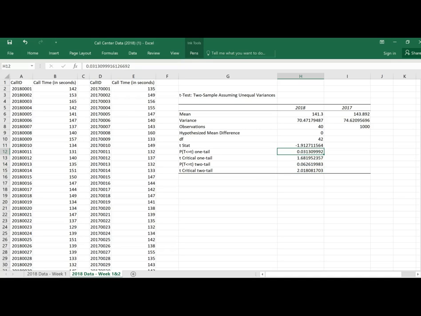But if we're asking a one-tailed test, saying did the training reduce times, then it looks like our p-value is a little bit smaller, right? We were using a different critical value, and we have a different p-value associated with it, but in general, that's how we carry out this sort of hypothesis testing in Excel.